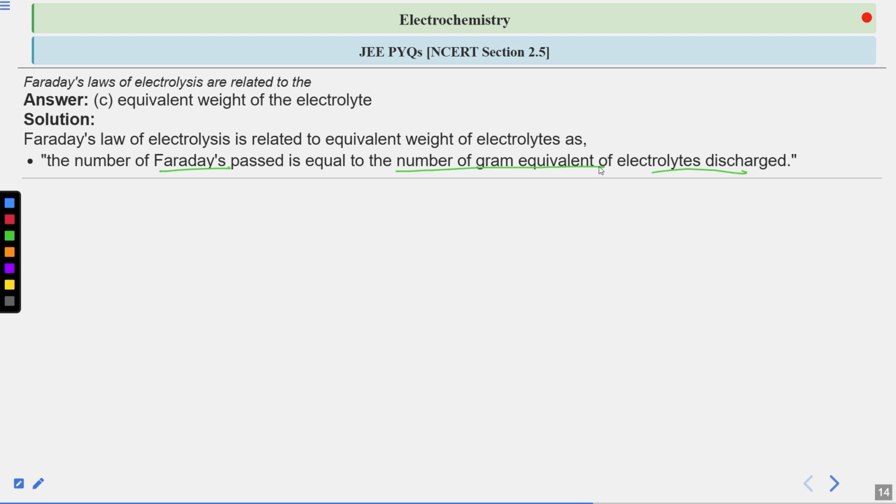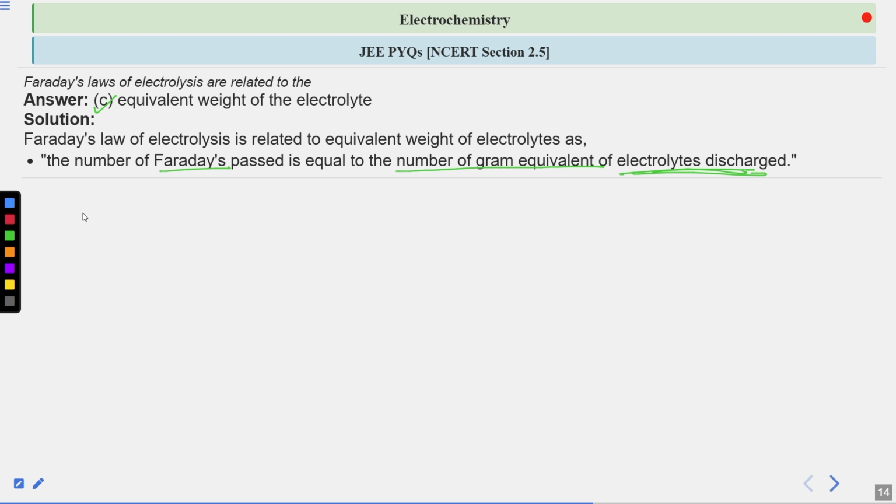Because the amount of electrolyte which is discharged will need the same amount of charge from the solution, as per Faraday. That's why the number of Faradays passed is equal to the number of gram equivalents of electrolytes which are discharged. So basically Faraday's law of electrolysis is related to the equivalent weight of the electrolyte. We will consider the gram equivalent or equivalent weight of our electrolyte. Hence the correct answer is option C.